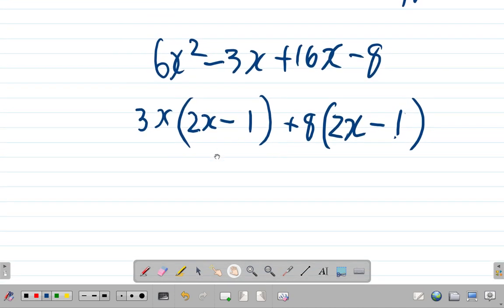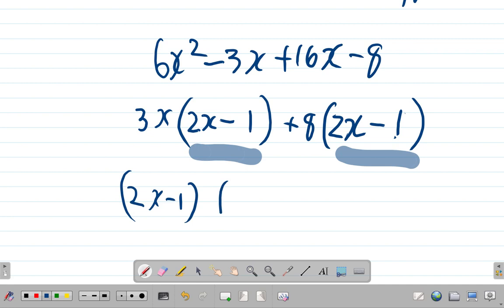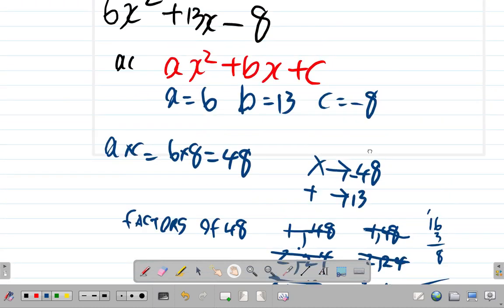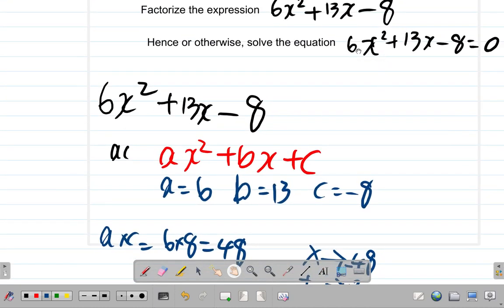So you see this now. You have a common factor here and here. So here now, the 2x minus 1, you take it out as a common factor. Inside the bracket now you have 3x plus 8. So that's what you have: 2x minus 1 times 3x plus 8. Fully factorized.